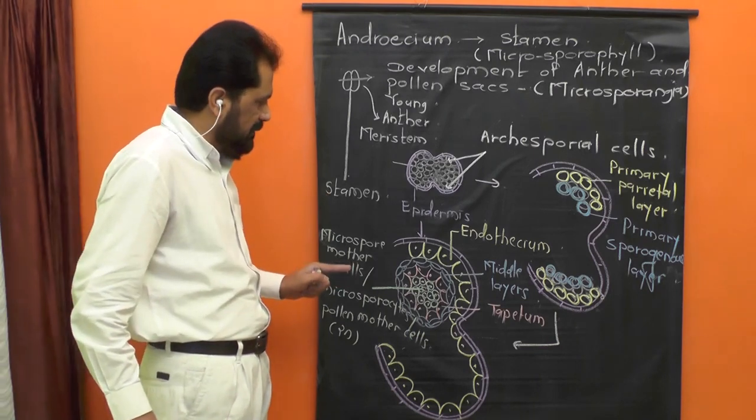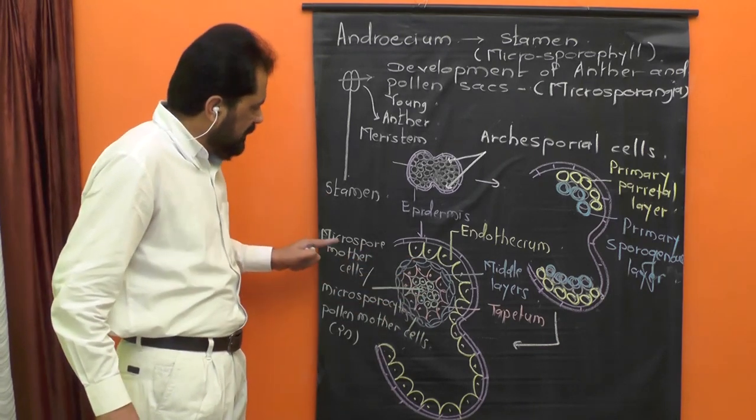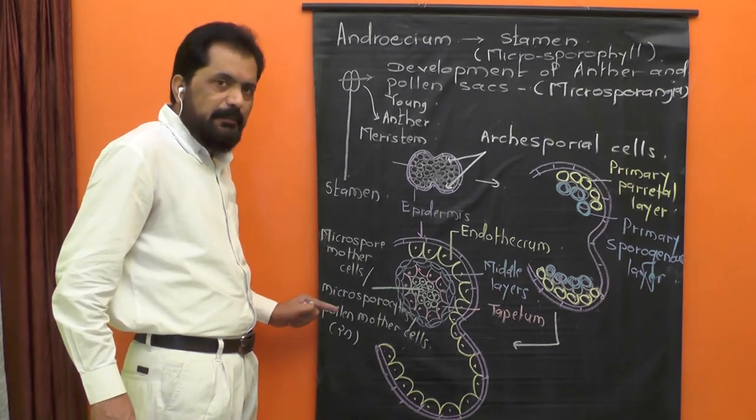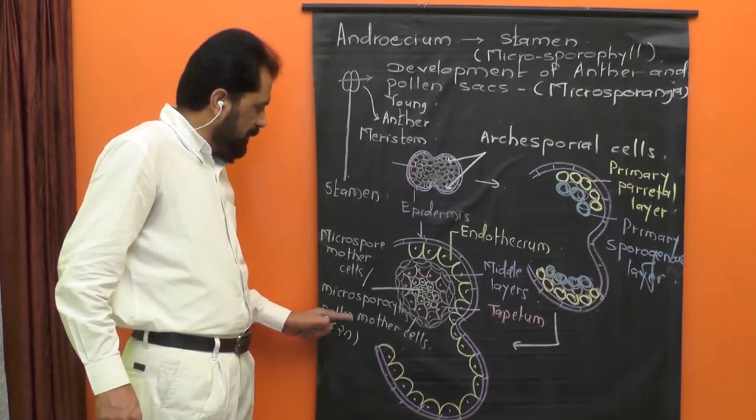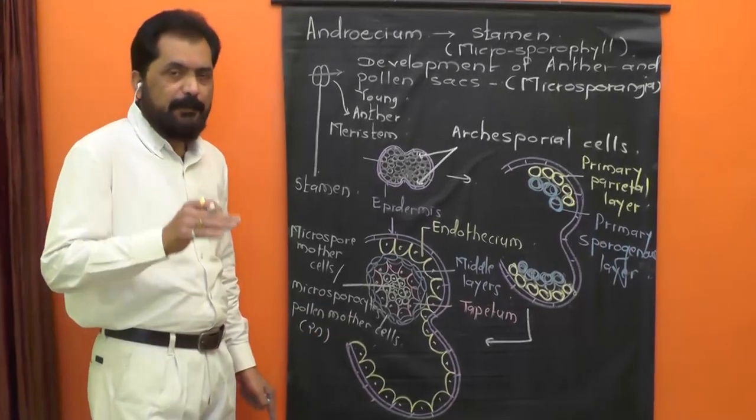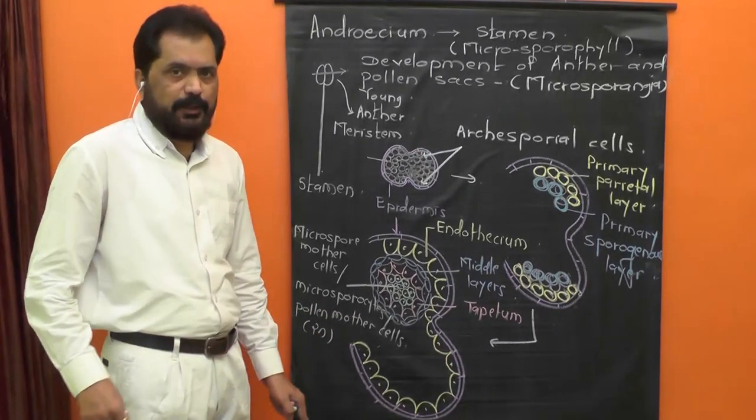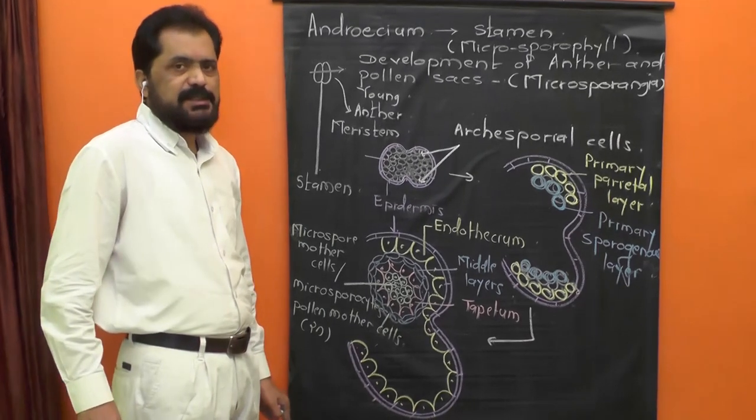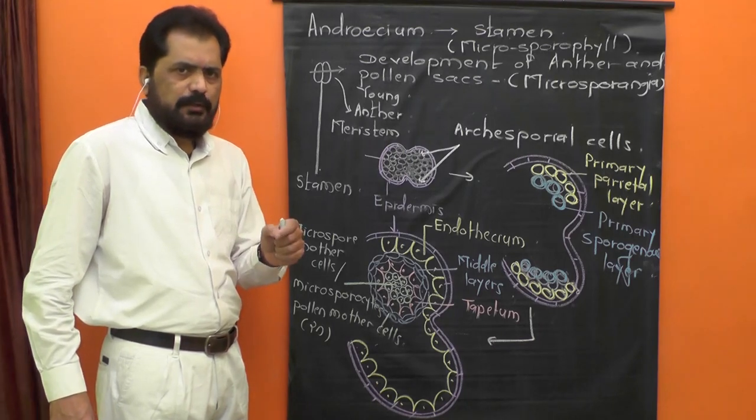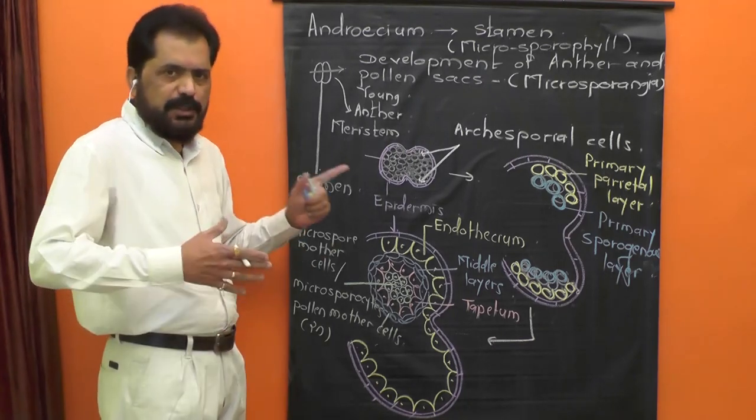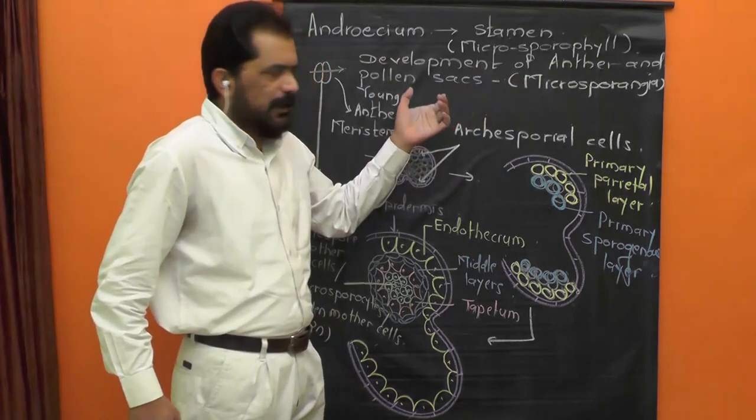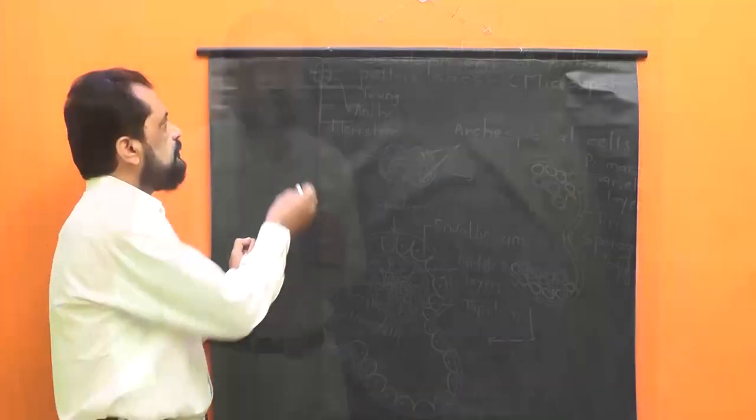Each microsporangium, that is each pollen sac, contains microspore mother cells, and these diploid microspore mother cells or diploid pollen mother cells undergo meiosis to form haploid pollen grains or haploid microspores. That process is also called microsporogenesis. That I am going to talk about once again after some time. So here we have understood the development of anther and pollen sacs.